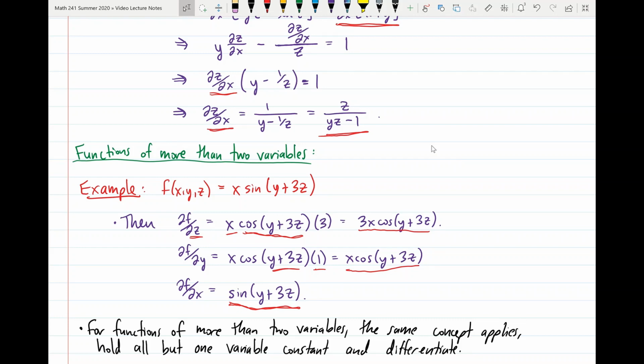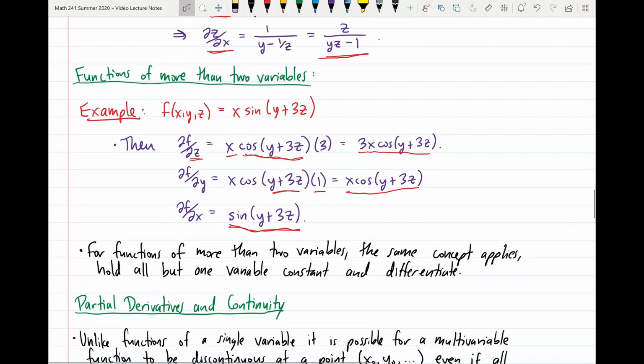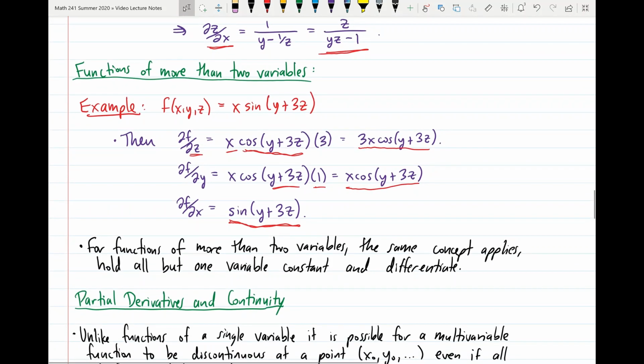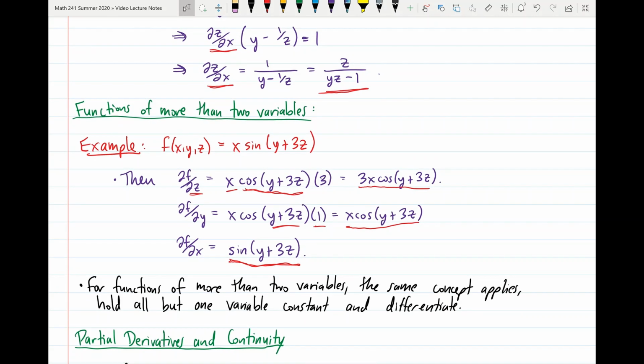All right, so now that we've talked about functions of 2 variables, let's move on to partial derivatives for functions of more than 2 variables. So ultimately, for functions of more than 2 variables, the same concept is going to apply. So we hold all but one variable constant, and then we differentiate with respect to whichever variable we are not holding constant. So let's see an example of this with a function of 3 variables.